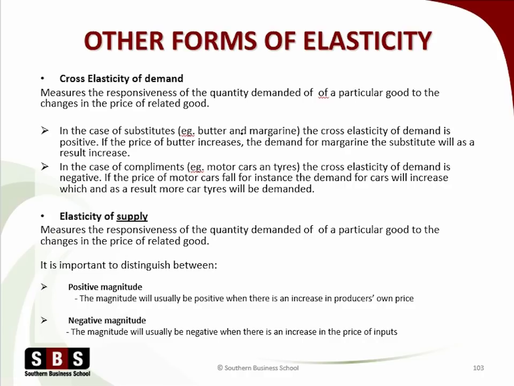And then elasticity of supply, what does that measure? So you've got different forms of elasticity. Maybe just remember that you get elasticity of demand, income elasticity, cross-elasticity, and elasticity of supply. It's also important, if you read the definition there, it measures the responsiveness of the quantity demanded of a particular good to changes in the price of a related good. So if the price of the related good changes, what's going to happen to the quantity demanded?